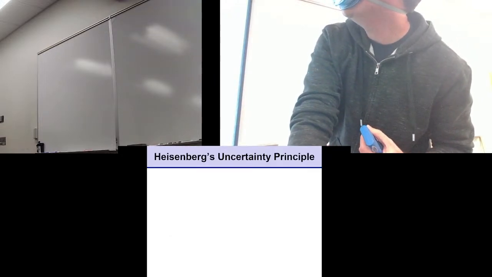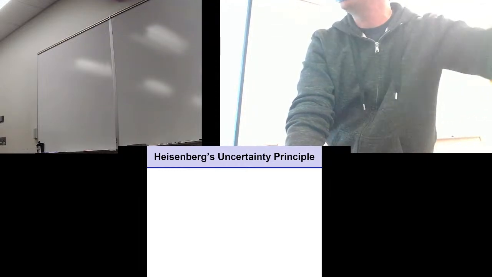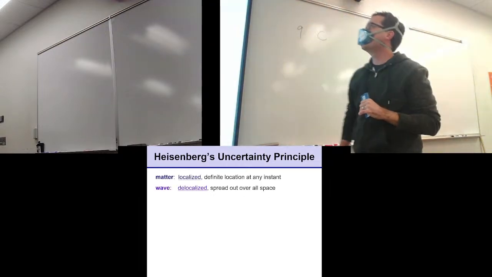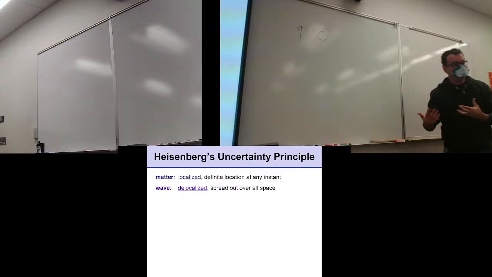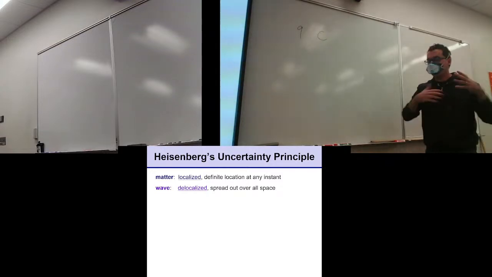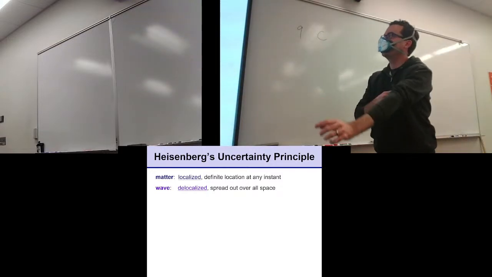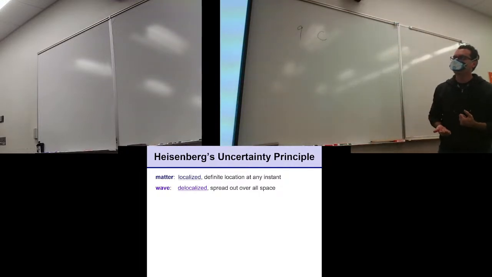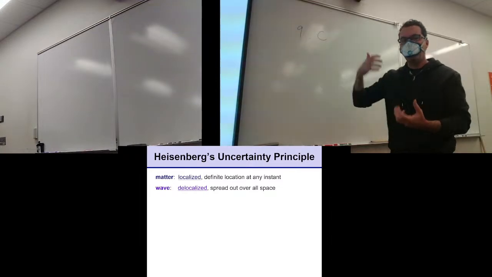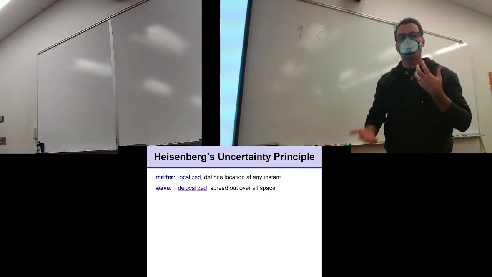So another thing, and again, we're brushing the surface, is something called Heisenberg's uncertainty principle. It's a consequence of the mathematics that developed quantum mechanics. We're not using that mathematics here. Heisenberg's uncertainty principle is kind of a balance between this concept of matter and a wave.